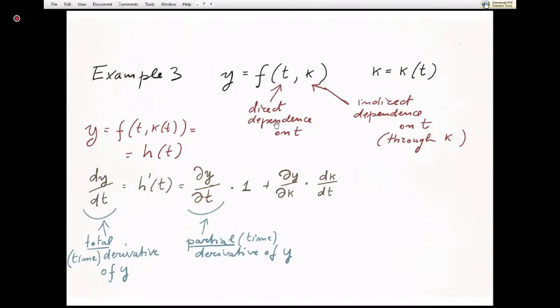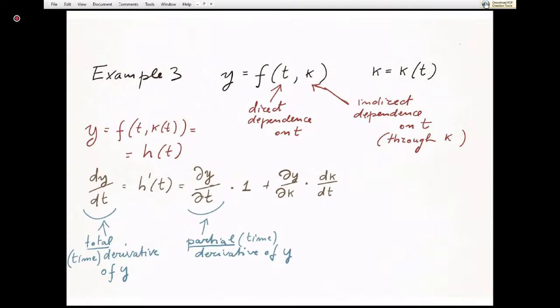Now, is that similar to the previous case? Yes, it is similar, and it is even easier. Why? Because I can regard this as our previous Z, okay? The dependent variable depends on two variables, and both are functions of time. K is a function of time. T is itself a function of time. It is the identity function of time. It has derivative equal to 1. So I can apply the previous formula.